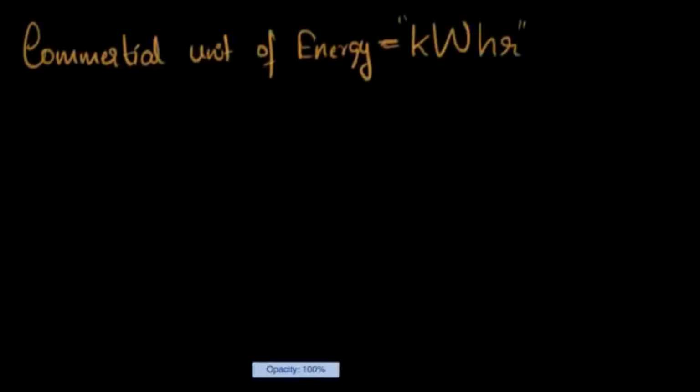The unit of energy we use commercially, like the electric companies do, is called the kilowatt hour. So in this video, we'll explore what this kilowatt hour is, and we'll also talk about why we don't use the standard unit of energy, the joules. So what's a kilowatt hour? To begin with, we can see there is energy over here, there is kilowatt over here. Watt is the unit of power, and hour is the unit of time.